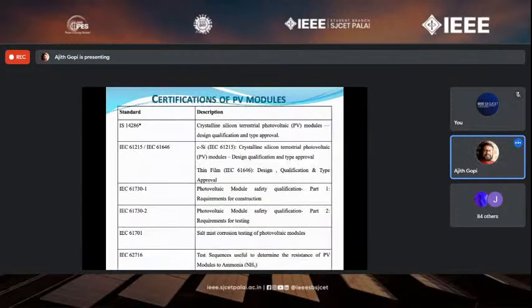You have a lot of certifications for PV modules actually.